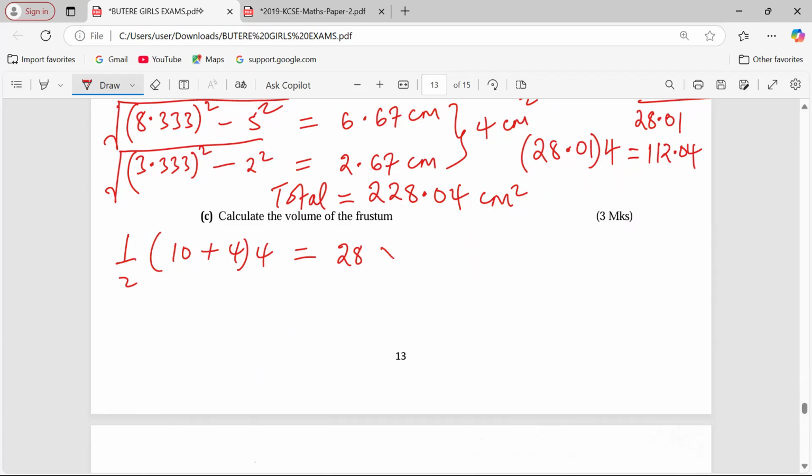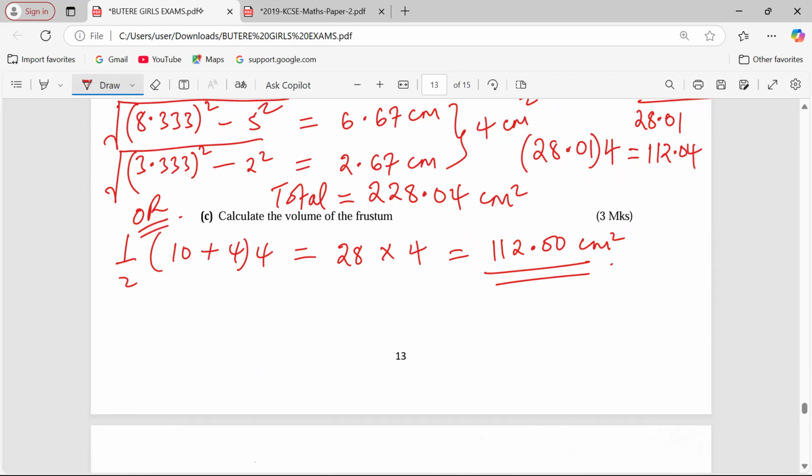Then we multiply this one by 4 of them. 28 by 4. This will give us 112. So the areas are almost the same for the curved surfaces. That is the alternative I was talking about.